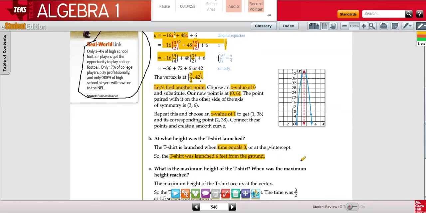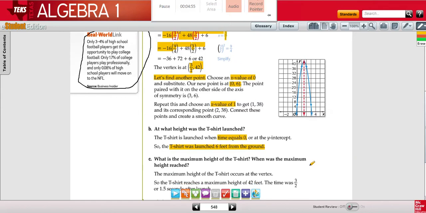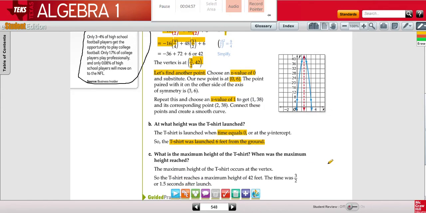Part C says, what is the maximum height of the t-shirt and when was the maximum height reached? We found that point when we found our vertex, because remember, the maximum or the minimum is the y value of the vertex. So going back to our vertex, our y value is 42. And remember, this parabola opens downward, so we have a maximum point. Our maximum height is 42.